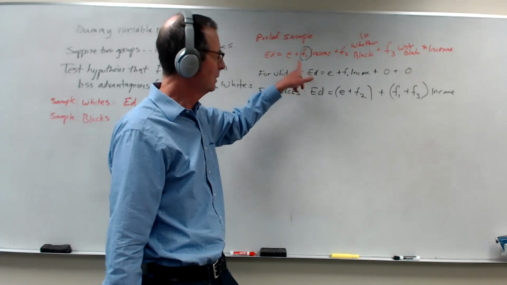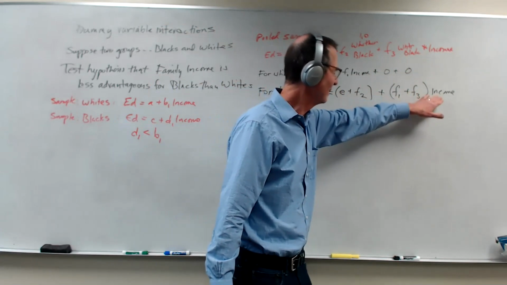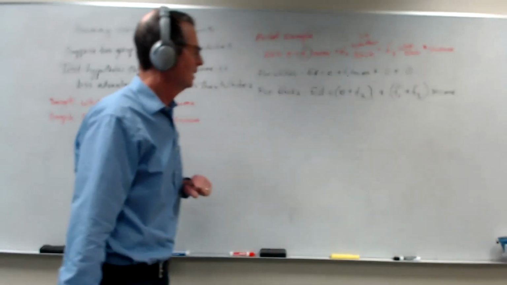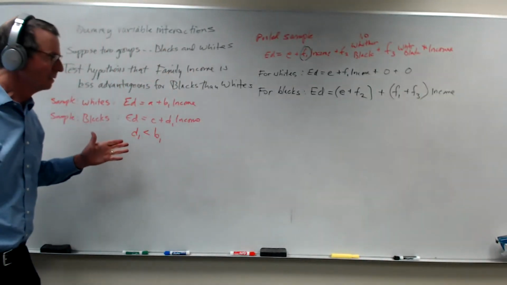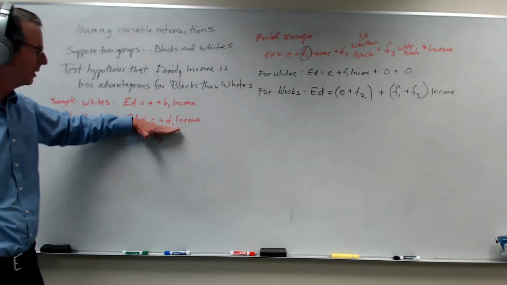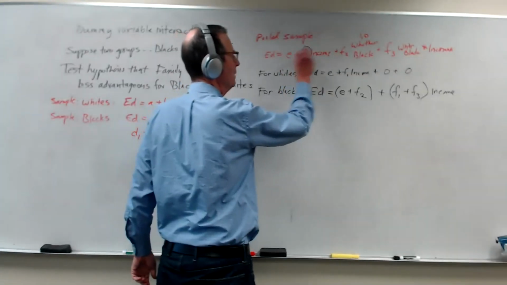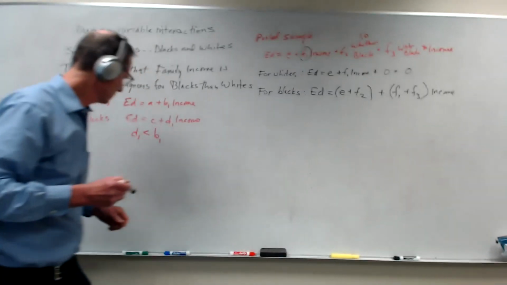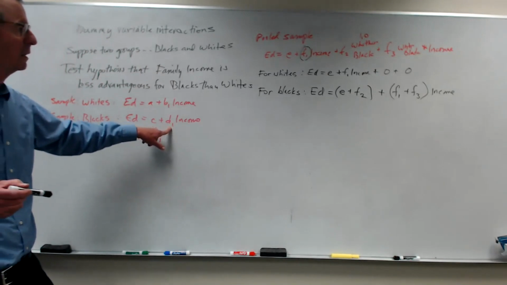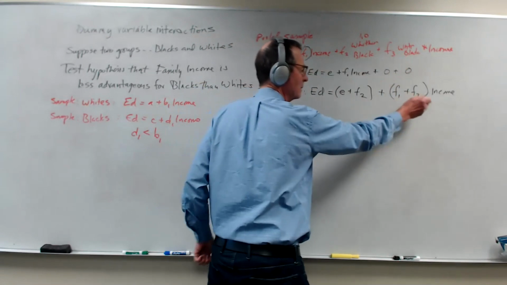So the pooled coefficient on income for the black sample is going to be F1 plus F3. That implies that if you were to compare this subsample regression run only on blacks, you ought to get a constant term that equals E plus F2 from this equation. And you should get an income coefficient here, this D1, that's exactly the same as F1 plus F3.